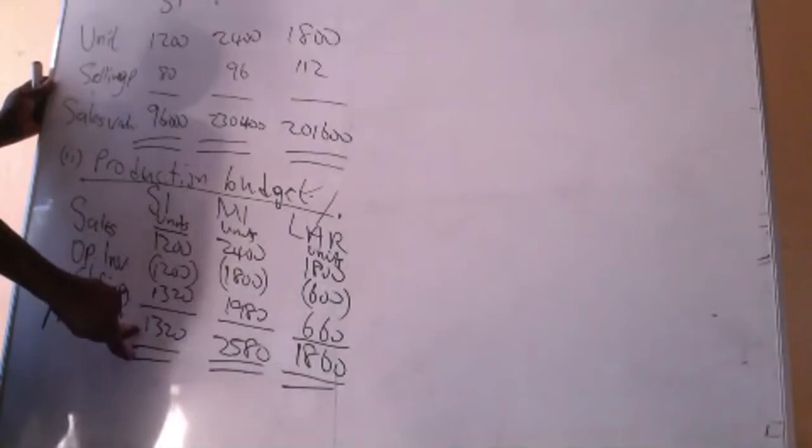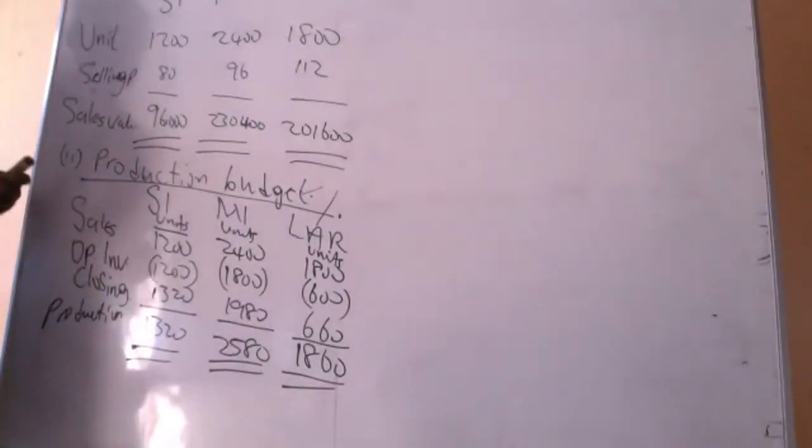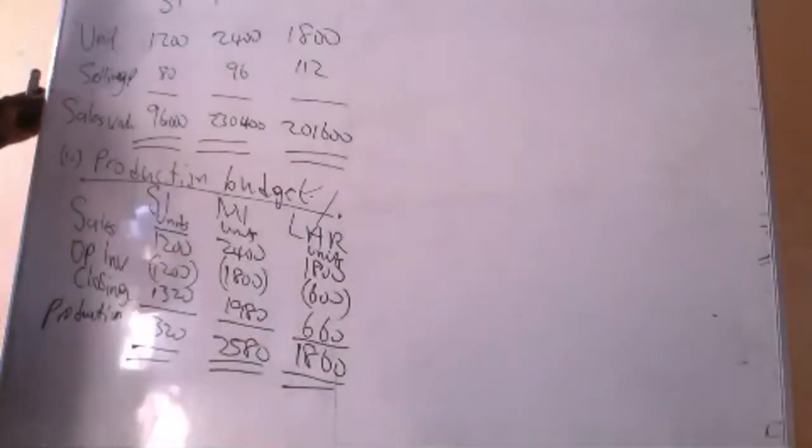Okay, so that's it. Now what's the next one? Now that we know that we should produce these quantities of goods in order to make the sales, what do you think will be the material usage? What are the quantities of material that we need? So the next question that they will ask you is, what will be the material that we need in order to produce this? So what will be the material requirements? That's the next budget that they will ask you. Let me do that one here.